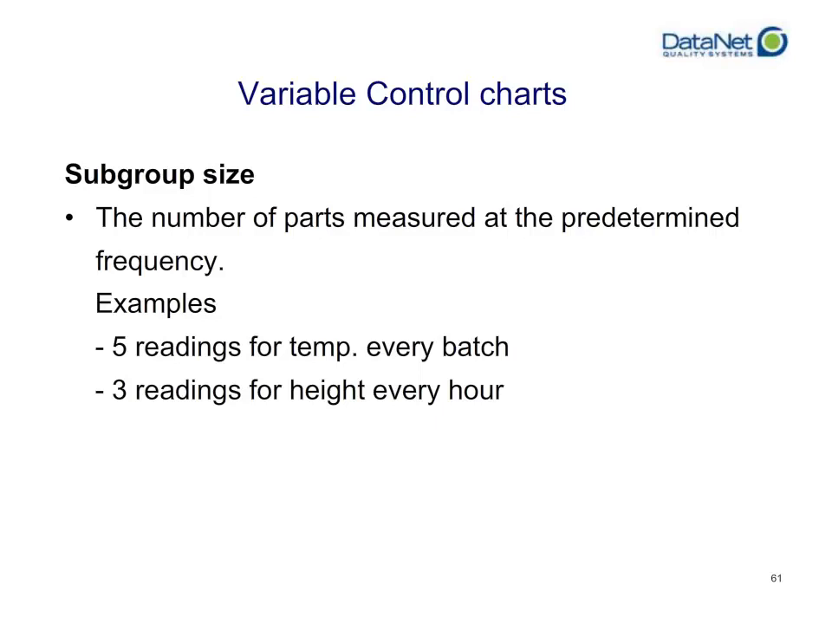So subgroup size is how big that subgroup is, how many individual readings, what we refer to as samples, are averaged together, turned into a subgroup, and plotted onto the control chart. The way it is on this slide, it's the number of parts measured at the predetermined frequency. That's a quick way of remembering what a subgroup is. For example, if you record 5 readings for temperature every batch, your subgroup size is 5, and that might get plotted on a control chart. 3 readings for height every hour is another possible example of how you might have a subgroup set up.